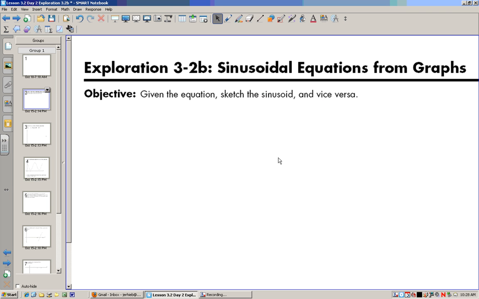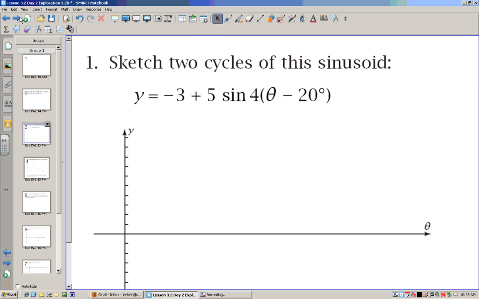Can you look at the worksheet that starts Exploration 3.2b, Sinusoidal Equations from Graphs. The first thing they want you to do is to draw this graph. So you want to sketch 2 cycles of this sinusoid. Pause the video and do your best drawing of this.